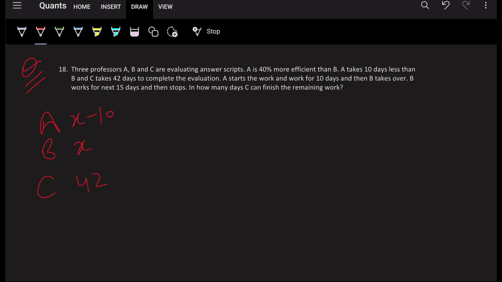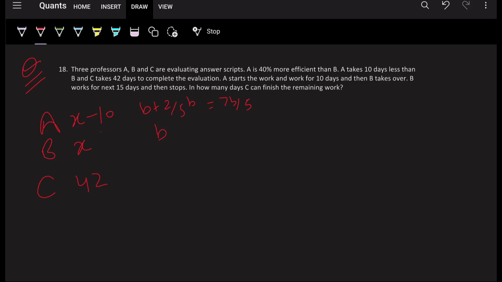Efficiency is given as: A is 40% more efficient than B. So if I assume the efficiency of B as b, then A's efficiency will be b plus 2 by 5 of b, which will be equal to 7 by 5 b.